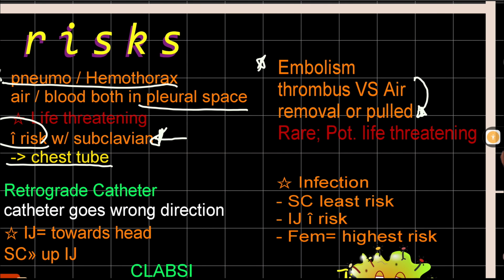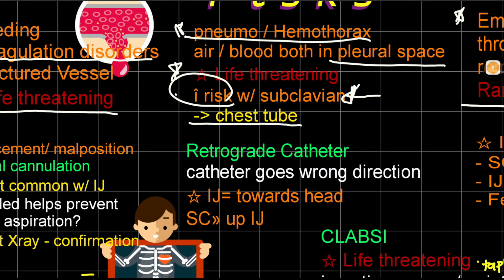Alright. Next is embolism. Thrombus versus air. Now, this is normally air embolism. This is normally related to removal or accidental pulling out of your central line. Now, this is rare but potentially life-threatening. So if there's accidental removal, or your central line is pulled, we really have to be careful about embolism because that's one of the risks. Are we good? We're good.